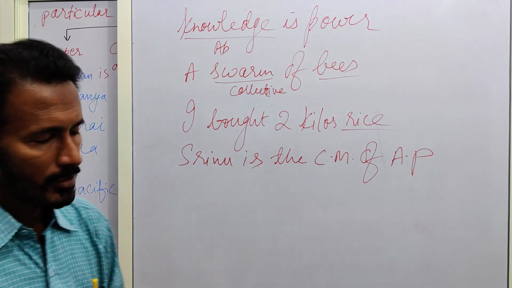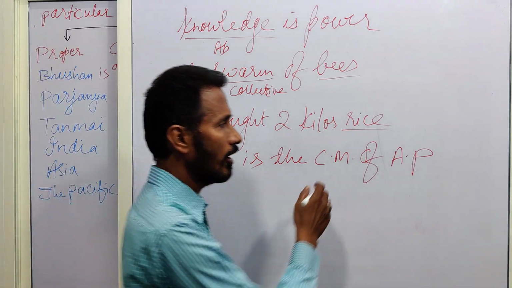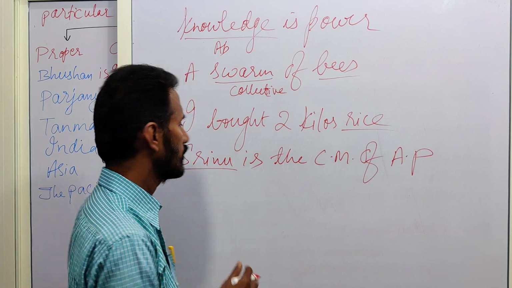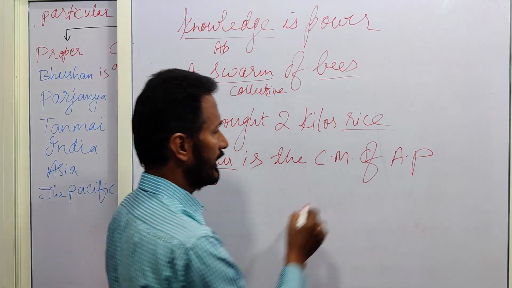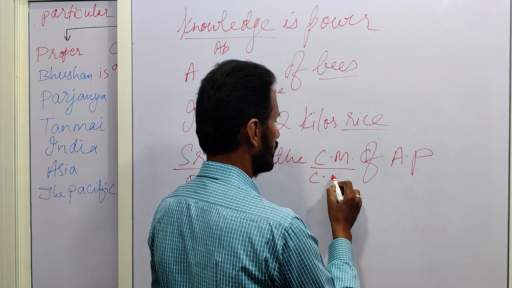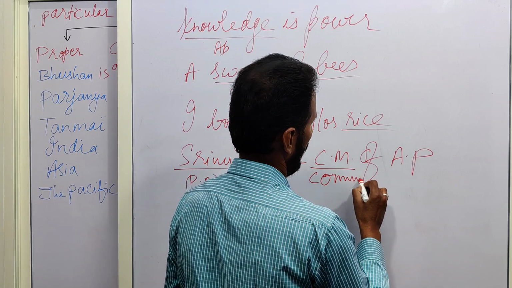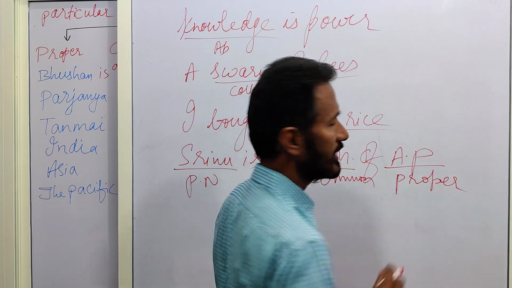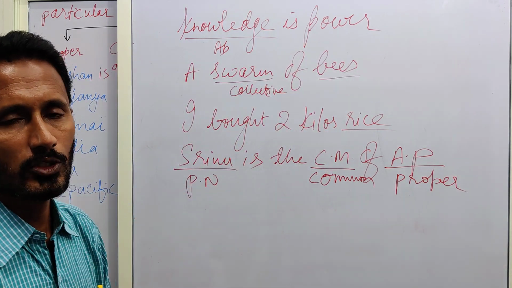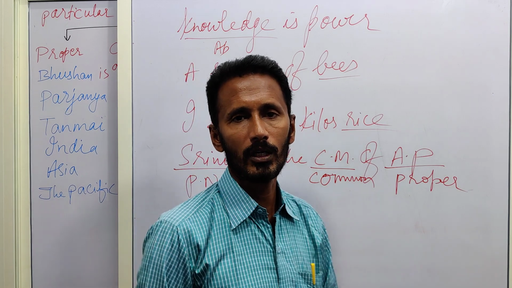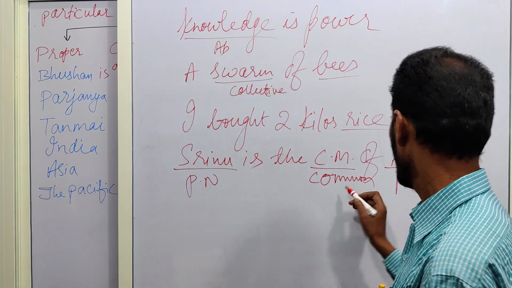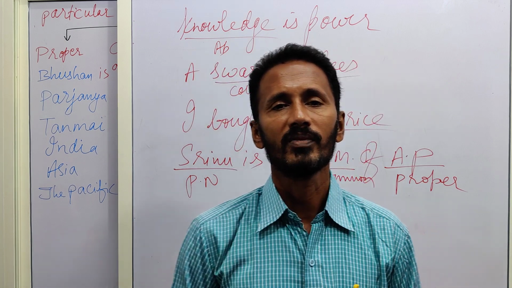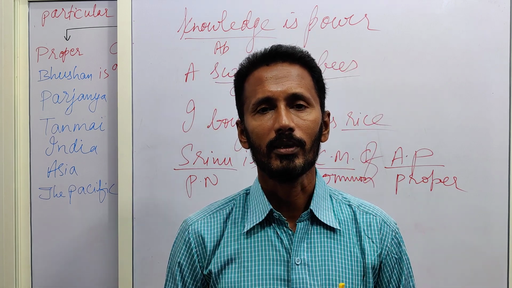If I say that Srinu is the chief minister of Andhra Pradesh, this Srinu is called a proper noun, and chief minister is called a common noun, and AP is again a proper noun, because Andhra Pradesh is the only state. There is no other state like Andhra Pradesh throughout the globe. So proper noun, common noun, and again proper noun. So I expect the viewers to be able to classify these.